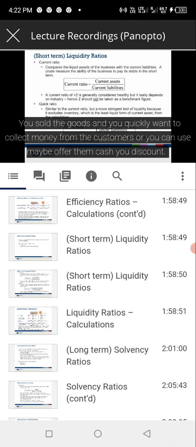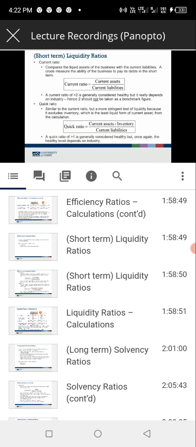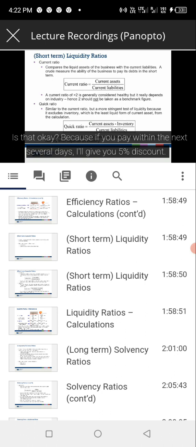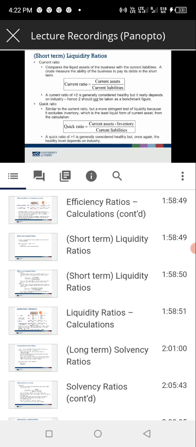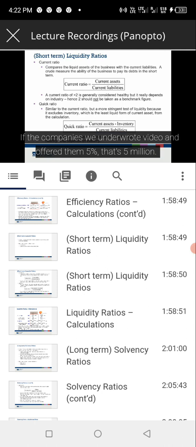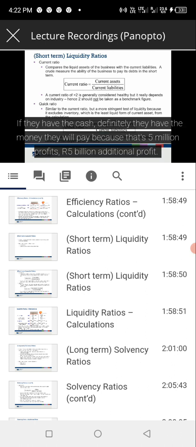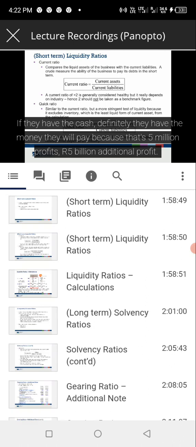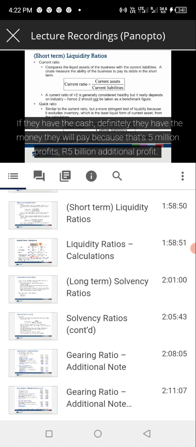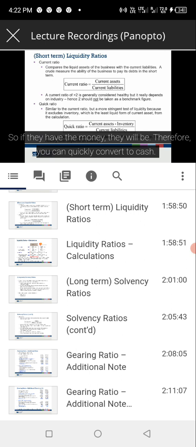Account receivables, you've sold the goods. If you quickly want to collect the money from the customers, all you can do is maybe offer them cash discounts. You can say, if you pay within the next 7 days, I'll give you 5% discount. If a company is owing you 100 million and you offer them 5% discount, that's 5 million additional profit. So if they have that money, they will pay. Therefore, you can quickly convert that to cash. But in the case of inventories, no, it will take some time. You need to look for buyers first.